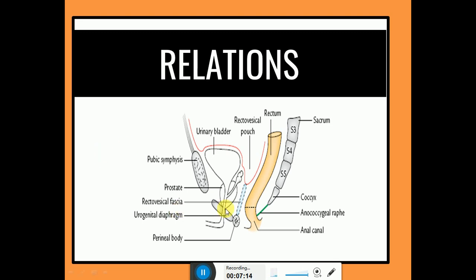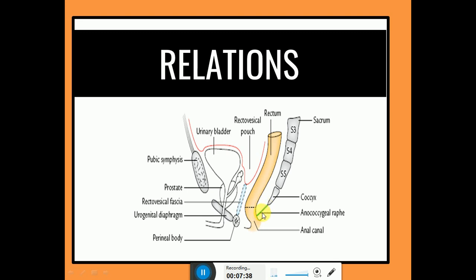That is vagina. So the anterior relations are perineal body, urethra, and in females vagina. Now we are moving on to the posterior relations. So tip of coccyx. Just below the sacrum we have tip of coccyx, and below that we have anococcygeal raphe.